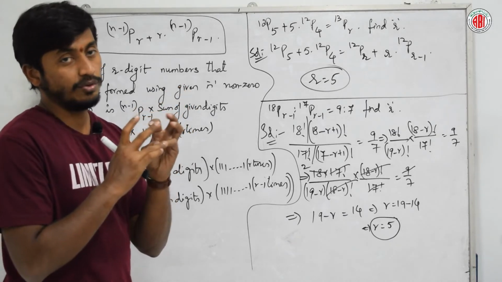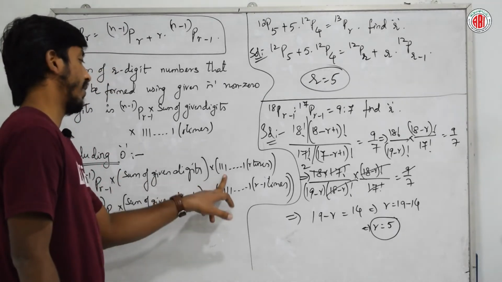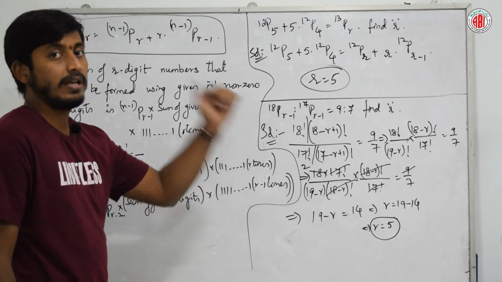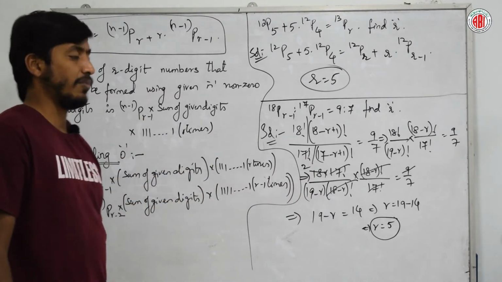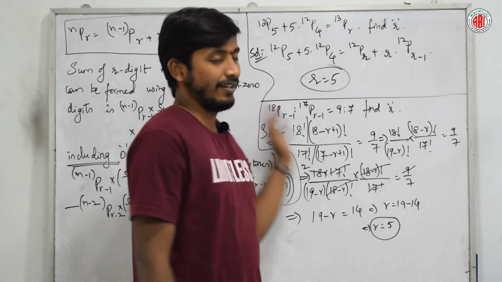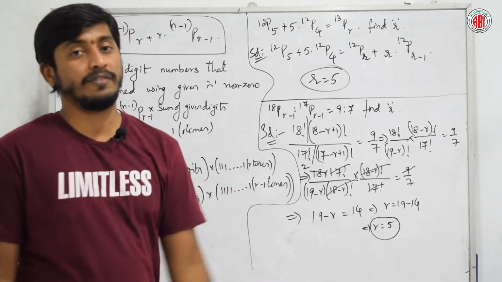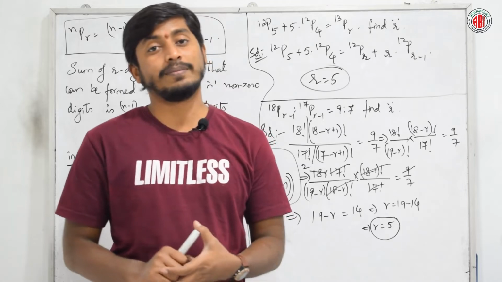What if the numbers include 0? The same formula is n minus 1 pr minus 1 into sum into 111 and so on up to r numbers, minus n minus 2 pr minus 2 into sum, and this is one more thing. Clear? Fine. This is the formula which we are going to use in future problems. But before that, shall we start the actual problems?